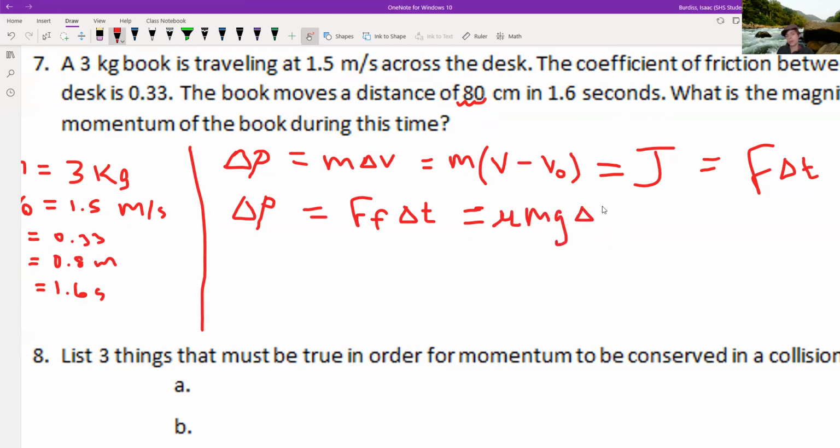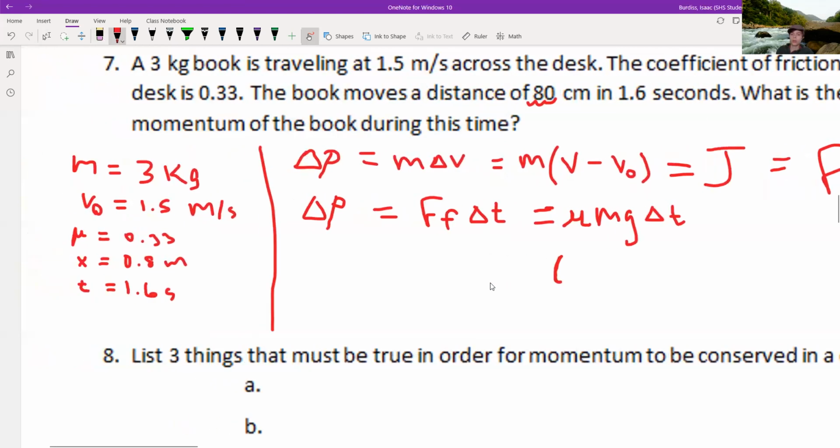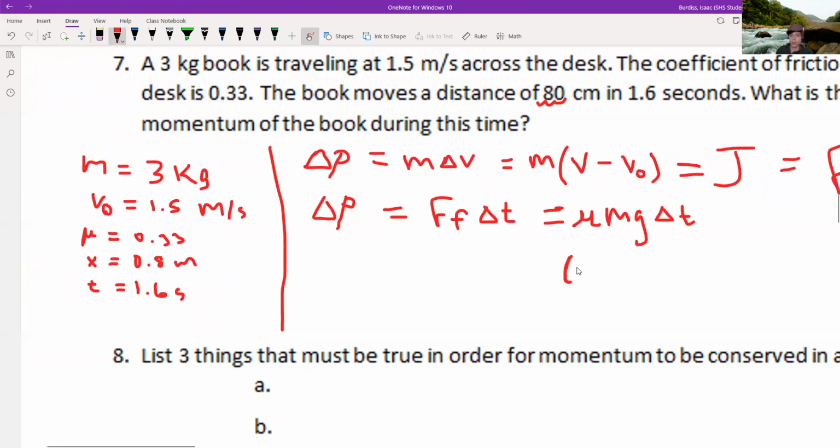So now we have this instead. So the way that I was doing it before, you could have done it, but this is a simpler way, in my opinion. I just didn't do it the right way with finding the initial velocity or the final velocity. All right. g is 10. And then time is 1.6.